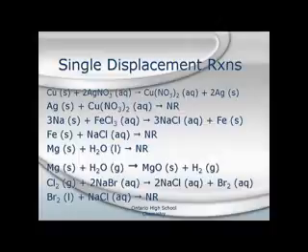My next reaction, I have silver solid being added to copper 2 nitrate solution, and you'll see here that there's no reaction. Silver is lower than copper on the activity series, so it will not displace copper from the solution. My next reaction, I have sodium metal being added to iron 3 chloride, and sodium is higher than iron on the activity series, so the sodium will displace the iron and form aqueous sodium chloride and iron metal. And then the next reaction, we have iron being added to aqueous sodium chloride. Because iron is lower than sodium, there's no reaction.